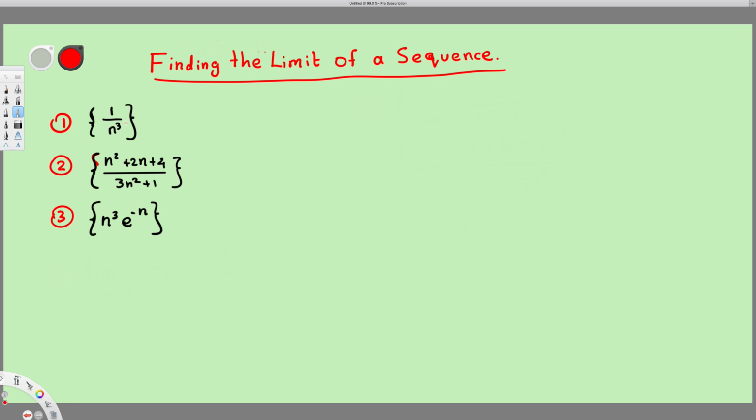Whenever we have something like this, the first thing is we take the limit as n goes to infinity. For the first one, the expression is 1 over n cubed. We can directly substitute infinity, because 1 over infinity is equal to 0. So let's do the second one.